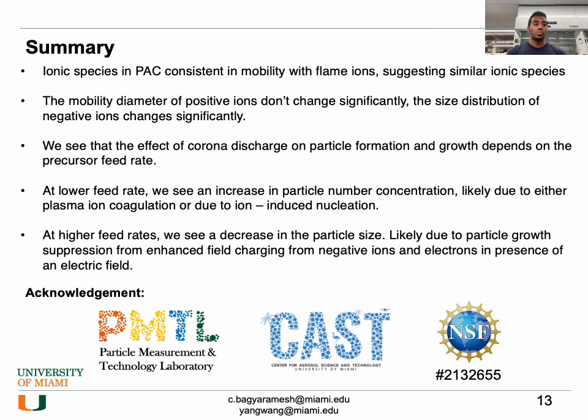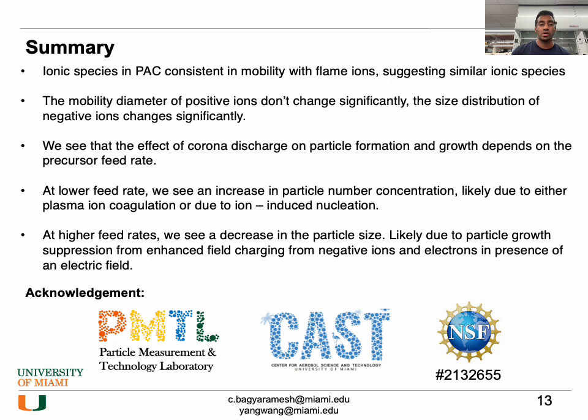So to summarize, we first looked at the ionic species in plasma-assisted combustion and flame ions, and for positive ions, we saw that the ionic species are very similar in mobility, suggesting that these must be similar ionic species. And we saw that the effect on the negative ions was much larger, and that the nitrate forming reactions were promoted in the presence of plasma.